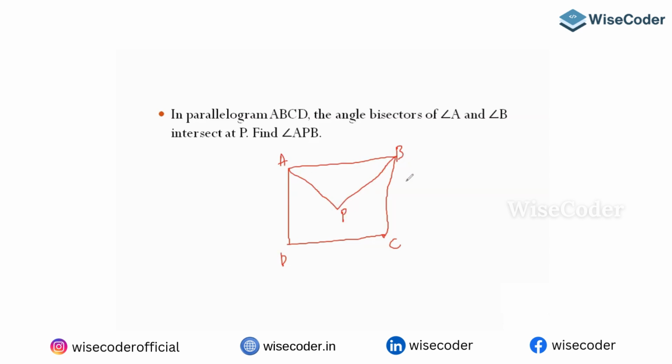So in a parallelogram, we know that angle A plus angle B is equal to 180 degrees. When that is 180 degrees, so it is half, no? So angle A plus angle B, divided by 2, is equal to 90 degrees. They are doing just half of it.